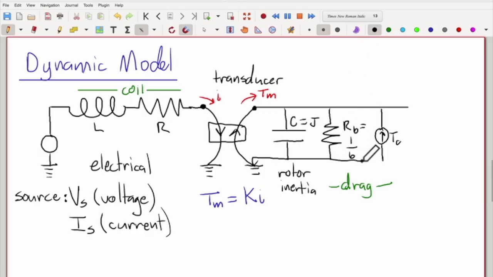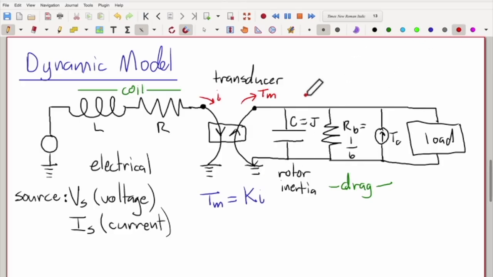So there's the two sources of drag. And then lastly, we have over here our load. Maybe this is an inertial load, maybe it's a resistive load, maybe it's some combination of those, who knows? We don't really care here. We just know that there is a load here. Okay. So this is the electrical domain, and we've turned everything in the mechanical domain into electrical equivalents for convenience here.